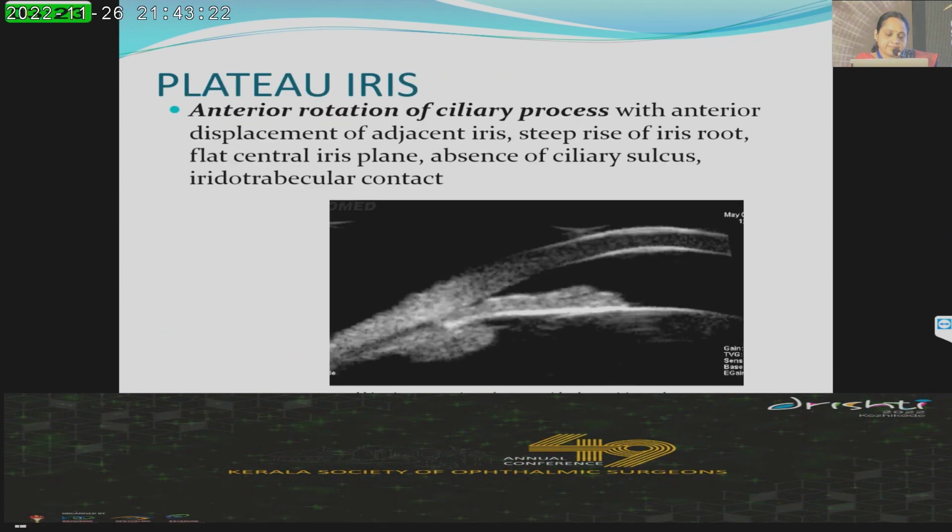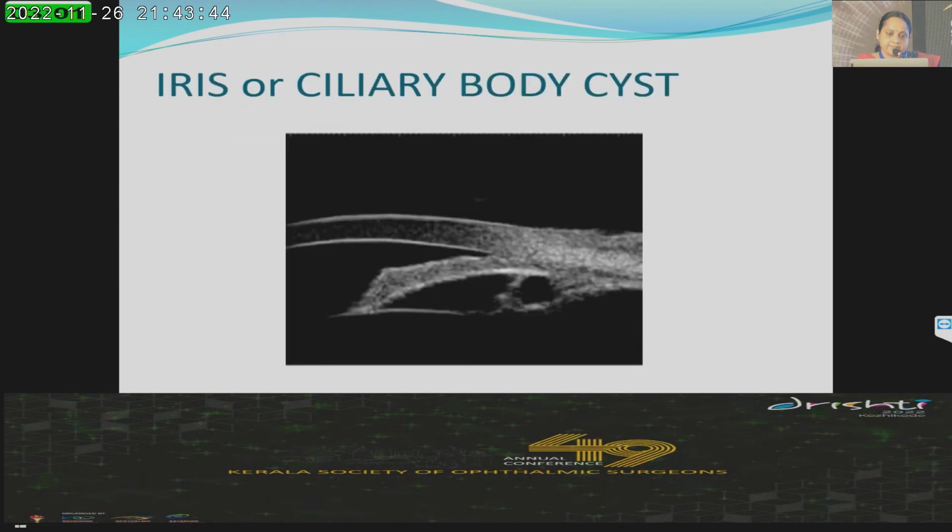In plateau iris, it is best identified with UBM. There is anterior rotation of the ciliary process with anterior displacement of the adjacent iris, steep rise of the iris root, flat central plane, and absence of the ciliary sulcus. The ciliary sulcus is the space between the iris and the ciliary process, and there is iridotrabecular contact. Here you can see the cystic space behind the iris.